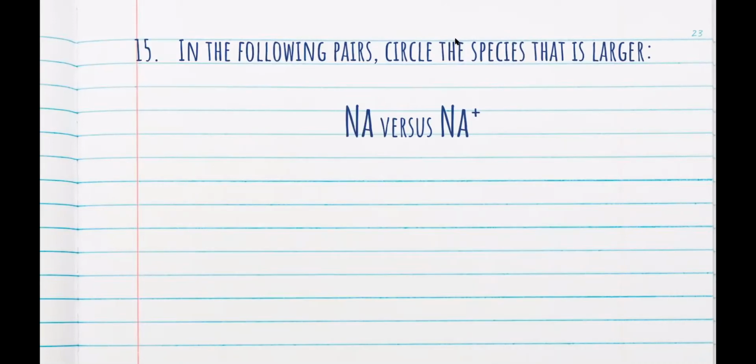Number 15 asks, circle the species that is larger, sodium or the sodium cation. Looking back at our notes, we know that if it's a cation, it lost an electron. So that means it's smaller because it lost a shell. In this case, the normal sodium atom will be larger than the sodium cation. Let's try our next one.